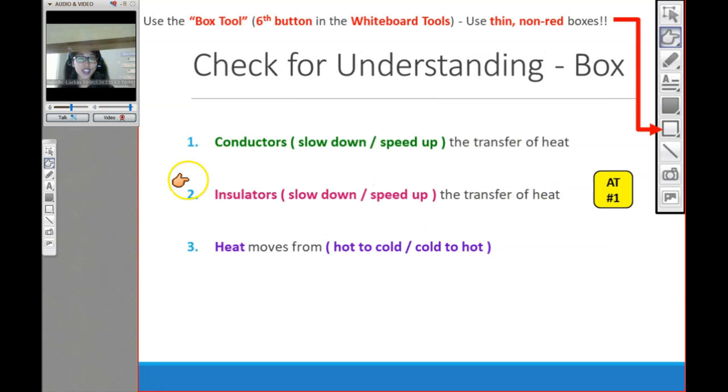Okay? And the whole idea of this, oh, sorry, let's go ahead and do this check for understanding really quick. Go ahead, circle the correct answers here. Conductors, do they slow down or speed up the transfer of heat? What about insulators? And which way does heat move? Again, that was our brain stretch.